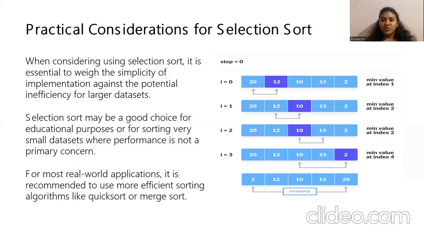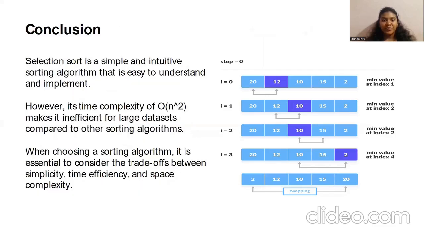Practical considerations for selection sort. When considering using selection sort, it is essential to weigh the simplicity of implementation against the potential inefficiency for larger data sets. Selection sort may be a good choice for educational purposes or for sorting very small data sets where performance is not a primary concern. For most real world applications, it is recommended to use more efficient sorting algorithms like quicksort or merge sort.